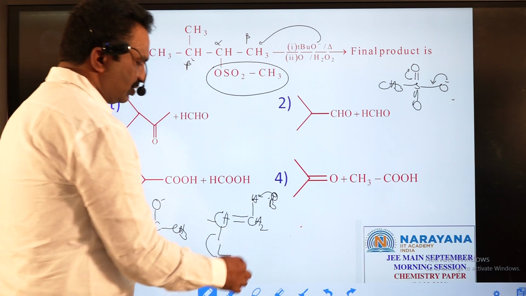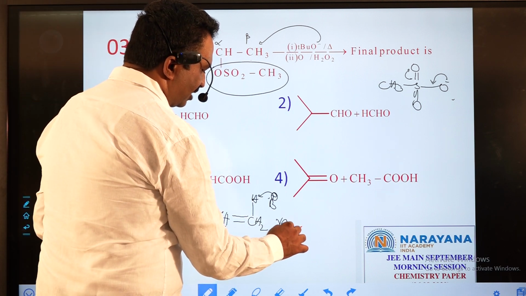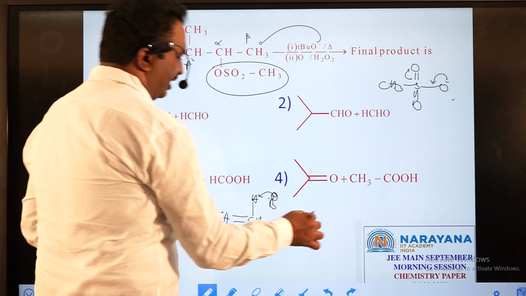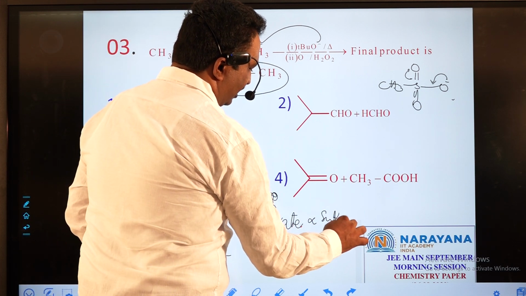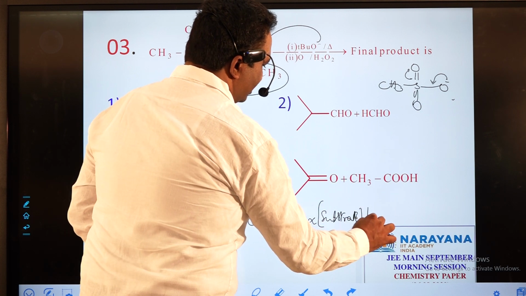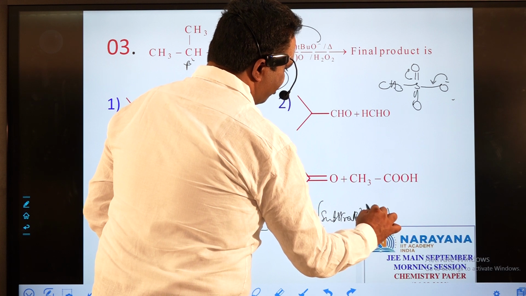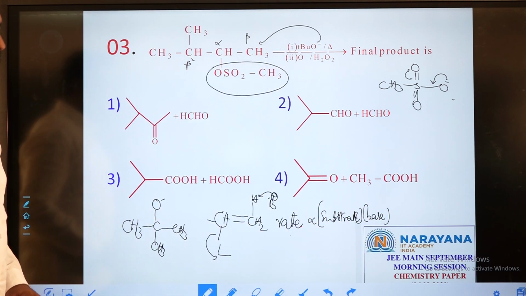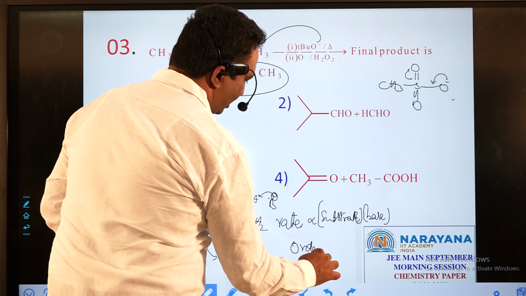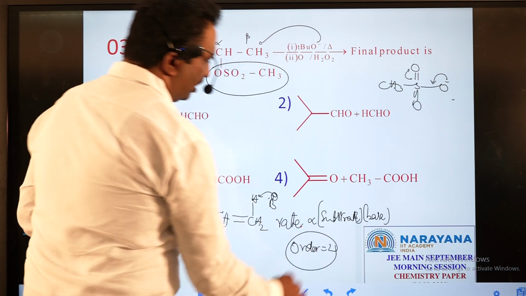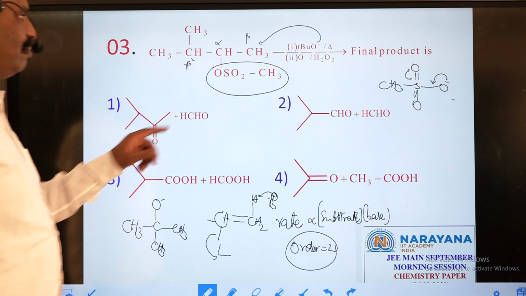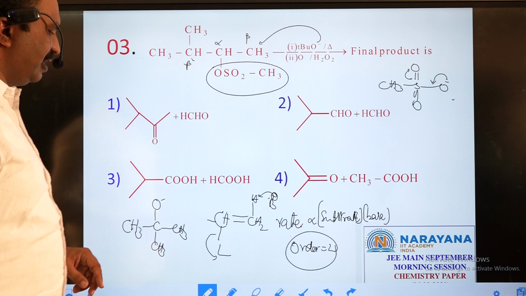Due to that transition state, the rate of reaction depends on the concentration of the substrate, and along with the substrate, the base also affects the rate of reaction. That means it is bimolecular, so the order of reaction here is second order. And the product obtained in this case is from elimination, where the double bond is formed.